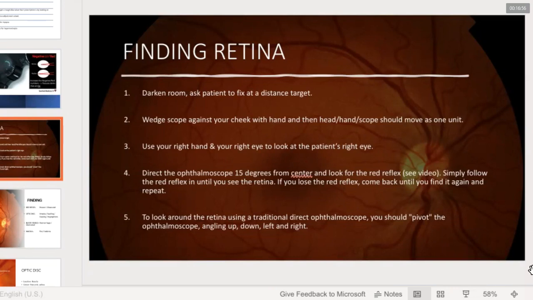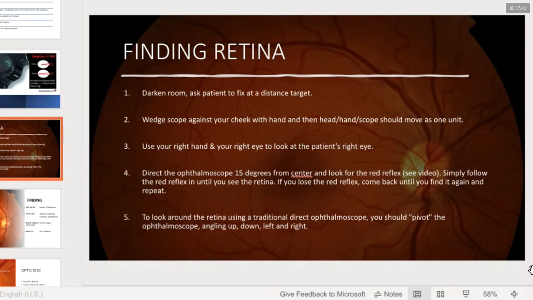Okay, so how do you find the retina? In a darkened room, you ask the patient to fix on a distant target, really fix on the target and not follow the light yet. Then you shine into the patient's eye from a distance, looking for the red reflex. Once you have the red reflex, fix on it and go slightly temporal, about 15 degrees, and then follow the red reflex as you come near to the patient.